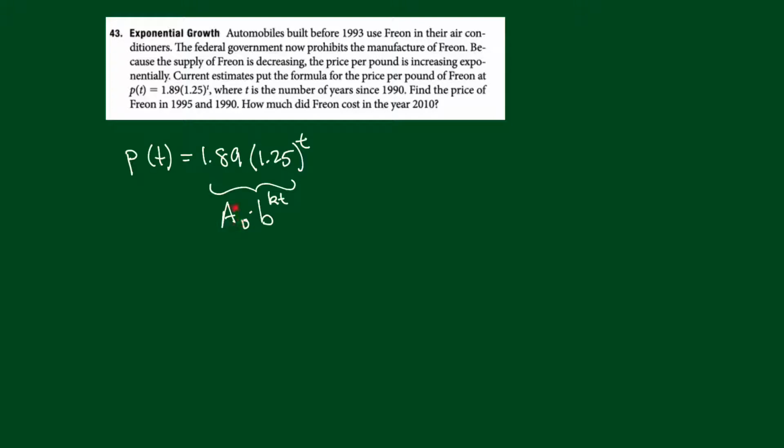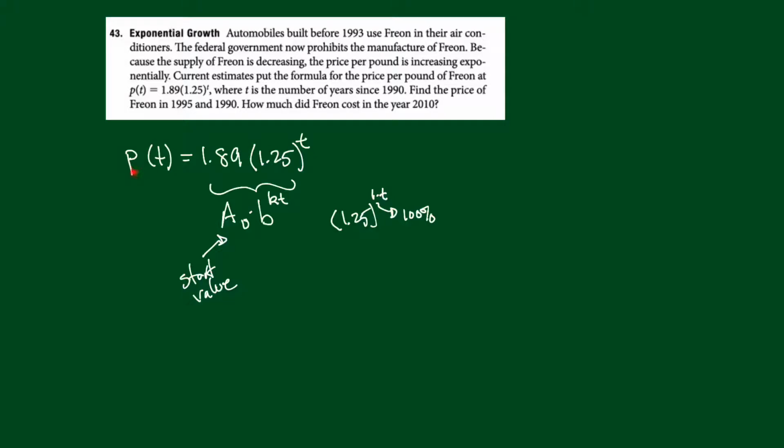Now, A naught, that's that multiplier right here. It's the multiplier of the base. Our multiplier is 1.89, and we know that that's the start value. So you start with that much right at the beginning. Then what have you got here? What is this k? Well, k is the multiplier of t. Now, if I really write this all the way out, which we usually don't do, wouldn't it be 1.25 to the 1 times t? And that 1 is really 100%, if I made it into a decimal.